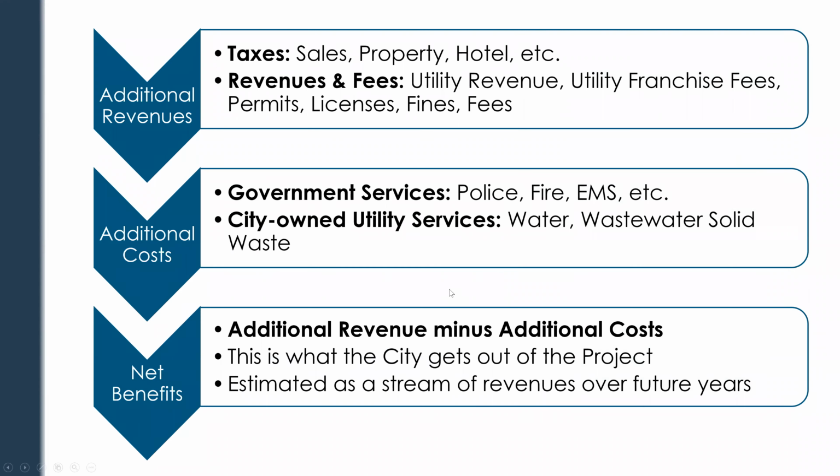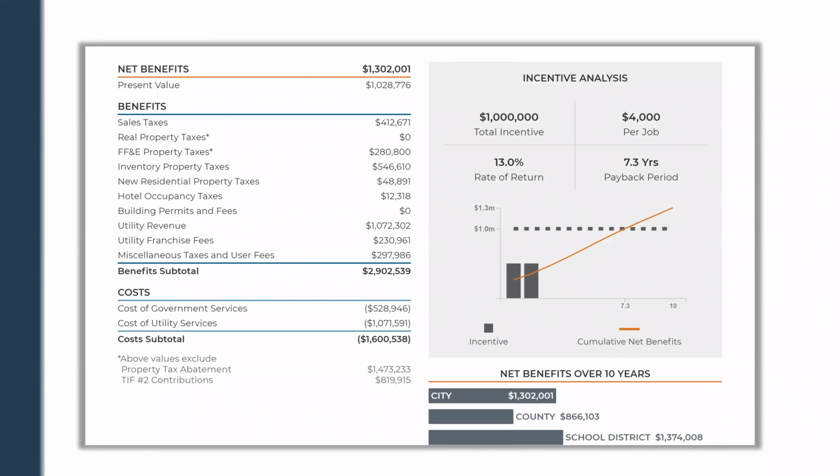This framework allows us to model economic development incentives and calculate a rate of return against those net benefits. So the greater the net benefit, the greater the return the project shows. That's the big picture idea of wrapping a lot of different pieces of impact modeling together: the economic impact, the fiscal impact, and then those incentives.